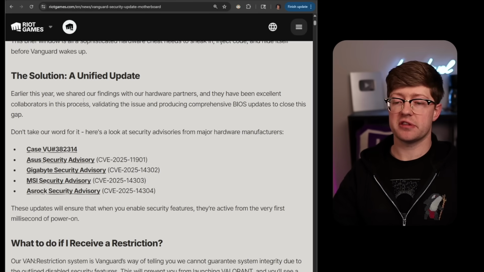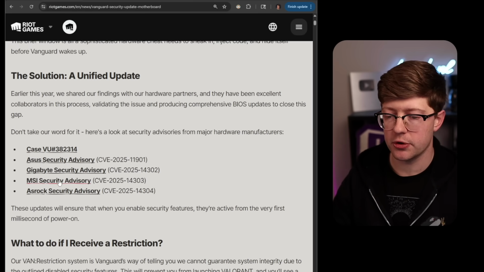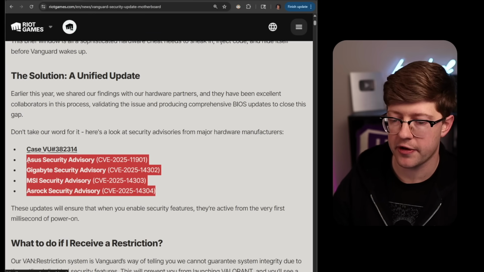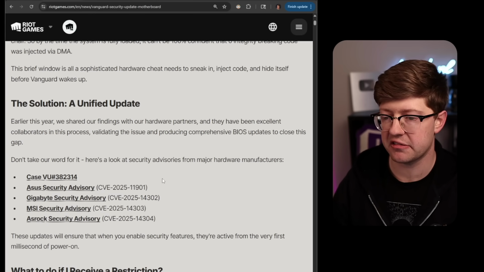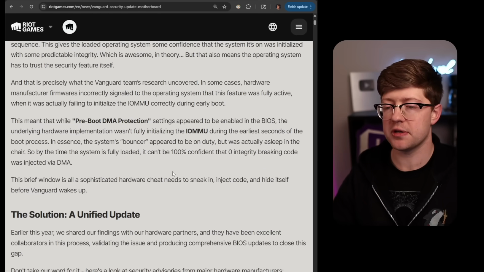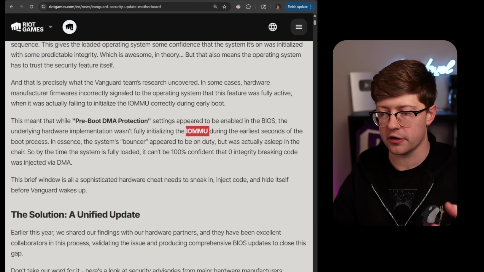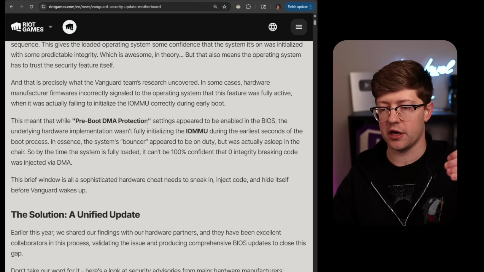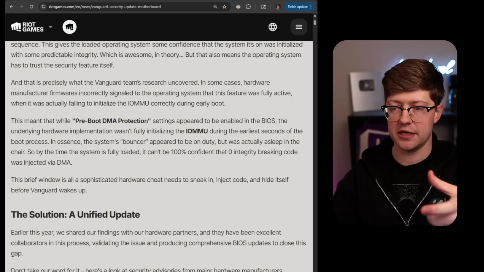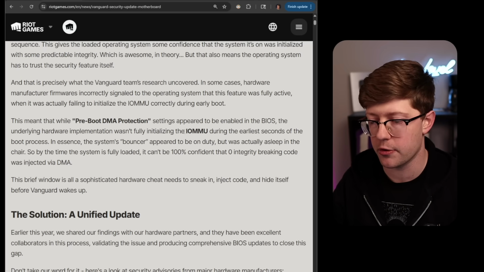And so luckily the researchers at Riot, at Vanguard, found this vulnerability in all these motherboards and reported it to the manufacturers, and they are currently in the process of fixing it. And what is the solution? Well, they just need to update the firmware on the boards to make sure the IOMMU is properly configured as early as possible, so that there's no device that can sit in there and do something evil before the IOMMU comes up, right?